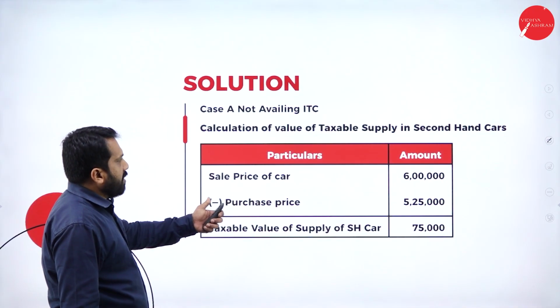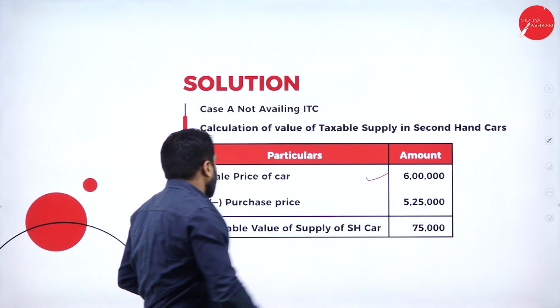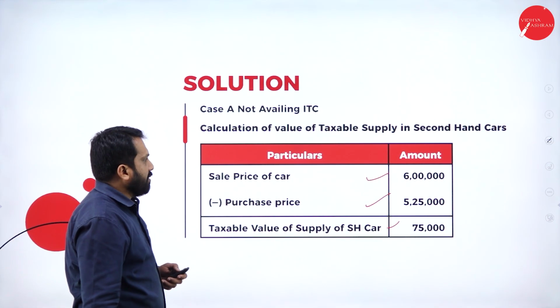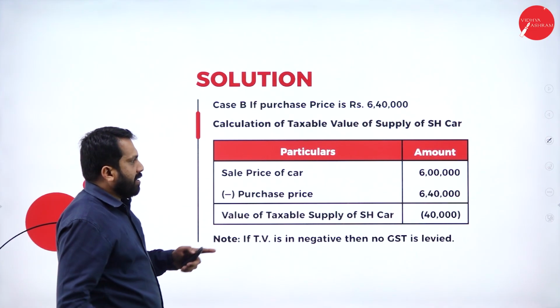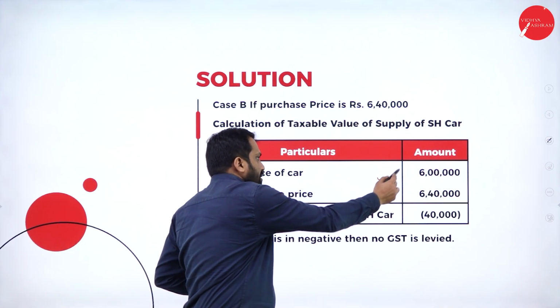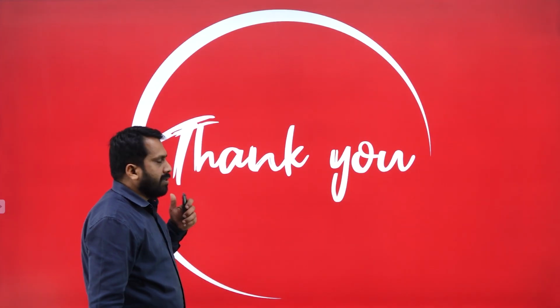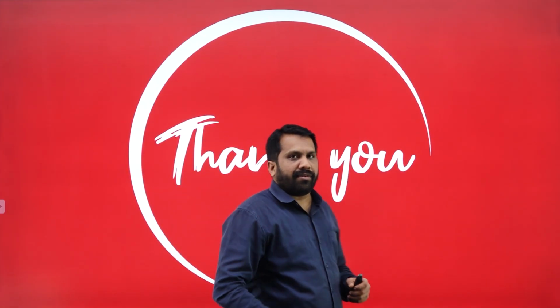As per this, sale price of the car 6 lakh, purchase price 5,25,000. What is the profit? 75,000. Sale price, second case 6 lakh, purchase 6,40,000. Loss is how much? 40,000. This is what your calculation is.